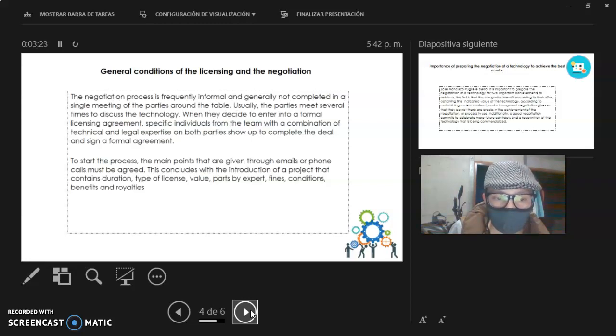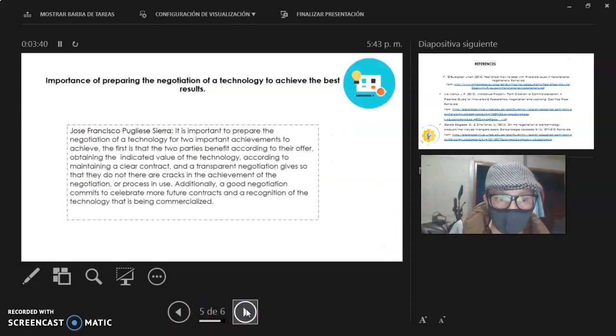To start the process, the main points must be agreed upon. This concludes with the introduction of a project that contains duration, type of license, value, parties, fees, conditions, benefits, and royalties. Importance of preparing the negotiations of a technology to get the best results.